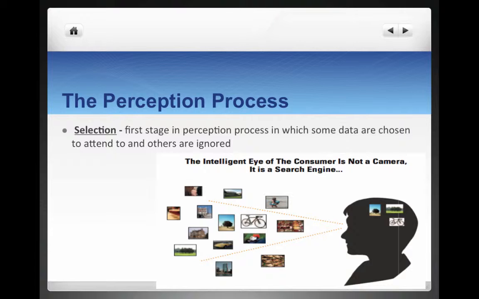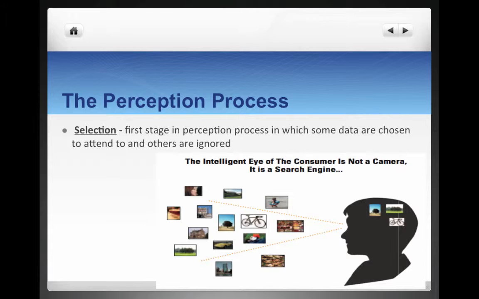The first process of perception is selection. We select to attend to certain stimuli based on certain factors, or sometimes we choose to ignore the stimuli. There are factors that make us attend to certain stimuli. For example, the intensity of the stimuli. For example, loud music. If it's too loud, because of that intensity, we will select that stimulus. Or the expectation.